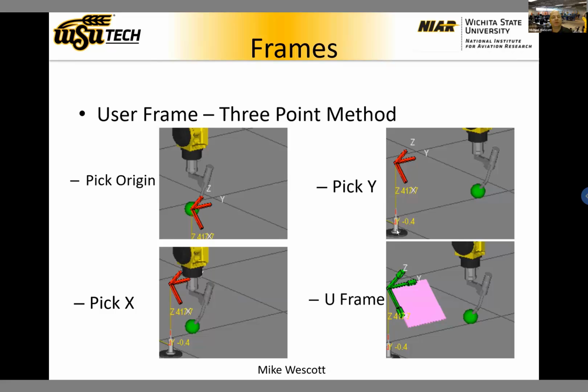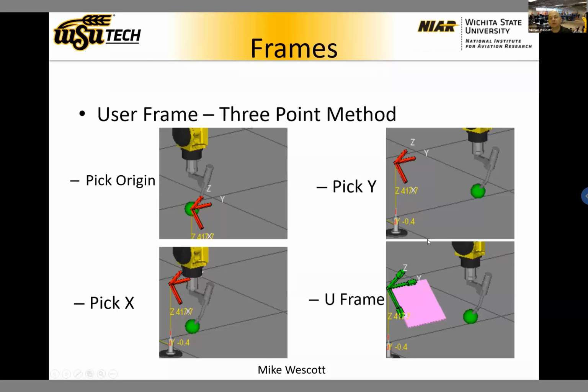You'll pick your origin point first, right? Where you want your frame to start, your 0, 0 location of your frame. Then you move your robot in the X direction, usually about 250 millimeters. Then you can move the robot in the Y direction. You do not have to go back to the origin point before you go to the Y direction. You can just go straight out. It's just looking for an offset direction from that axis that you created for the X axis.